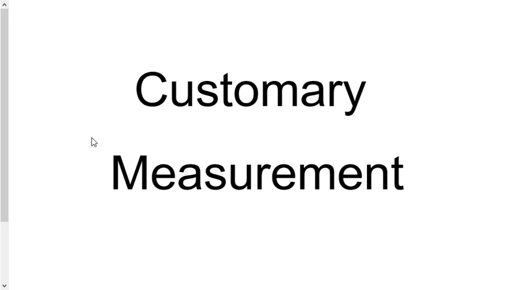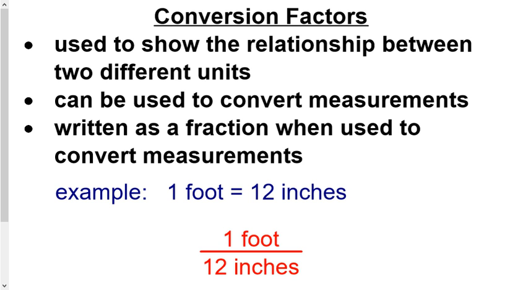So the first thing we need to think about, and this is in our term notebooks, there's a lesson on customary measurement on page 56, so you're going to need to be taking notes there. The first thing we think about is conversion factors. Conversion factors are what's at the top of that page. Things like 1 foot equals 12 inches, 1 year equals 12 months, 1 mile equals 1,760 yards. Those are conversion factors. Conversion factors are used to show the relationship between two different units.